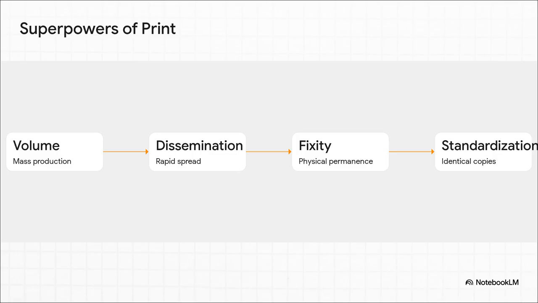Well, everything completely changed around 1450. The printing press introduced four revolutionary superpowers to the legal world: volume, rapid dissemination, physical fixity, and standardization. By mechanically stamping uniform statutes and abridgments right onto the page, the press literally locked the law into place. For the very first time, a lawyer in one town could look at the exact same words on the exact same page as a judge in a totally different town.